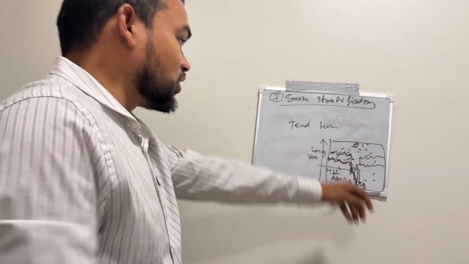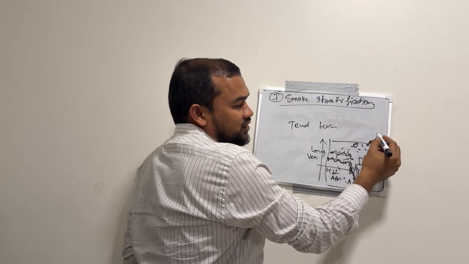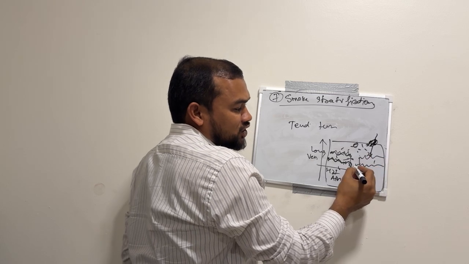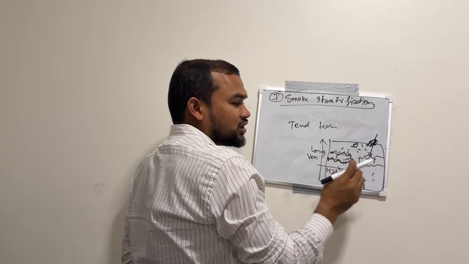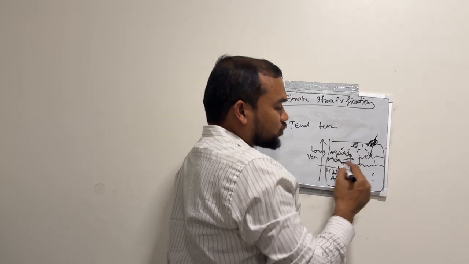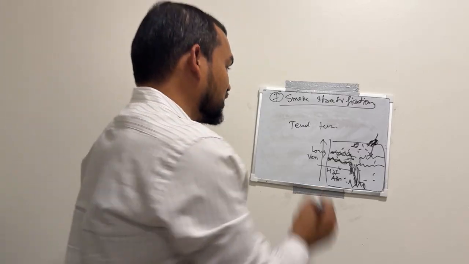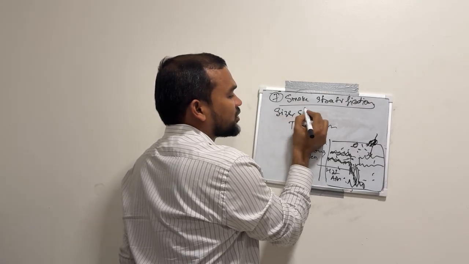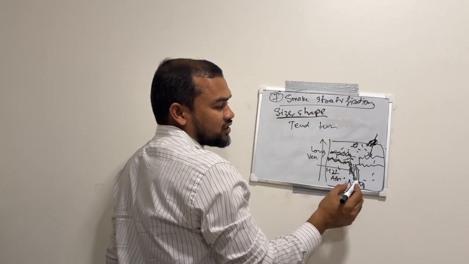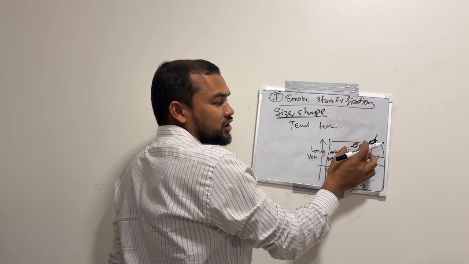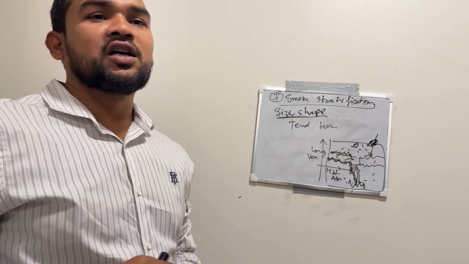Third is ventilation. I already explained. If we have any ventilation in the system, the ventilation air will mix with the smoke and hot air, it will cool down the temperature and form this type of layer. Now fire characteristics, fire size and shape, are also a factor of consideration. When a small amount of smoke is created, it will not reach the ceiling. So we have to consider all these factors in smoke stratification.